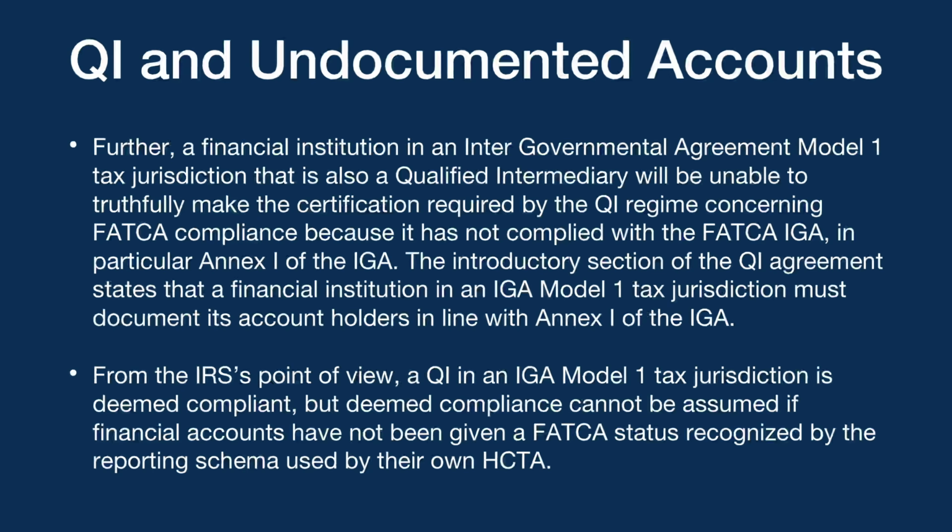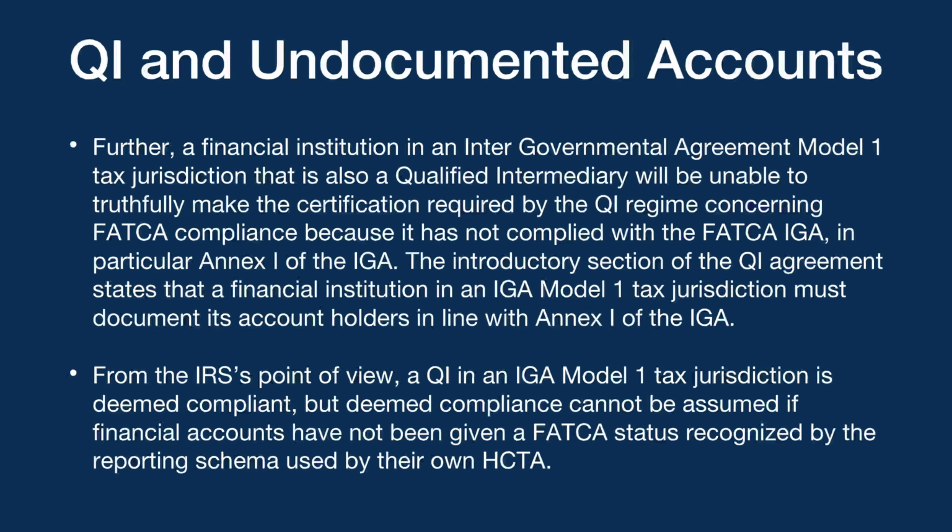Qualified intermediaries and undocumented accounts. Further, a financial institution in an Intergovernmental Agreement Model 1 tax jurisdiction that is also a qualified intermediary will be unable to truthfully make the QI certification required by the QI regime concerning FATCA compliance, because it has not complied with the FATCA IGA, in particular Annex 1 of the IGA.